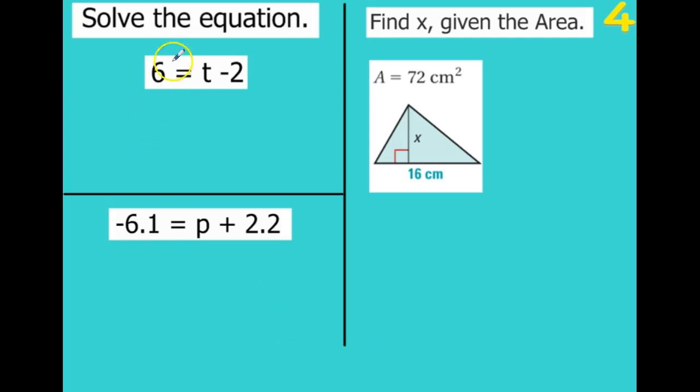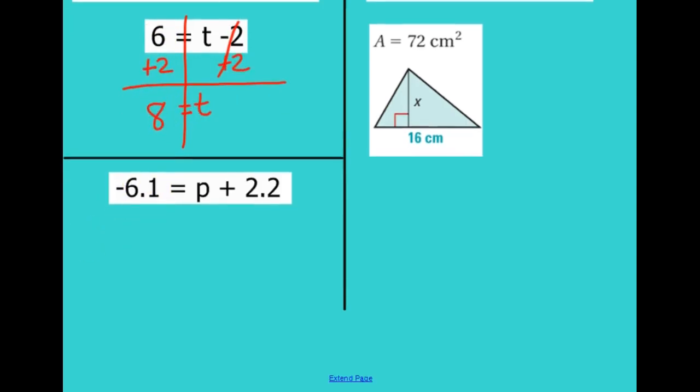Moving right along, solve the equation. This one, just get t by itself. The opposite of subtracting 2 is adding 2. So we have t, and 6 plus 2 is 8. Hopefully that one wasn't too tough.